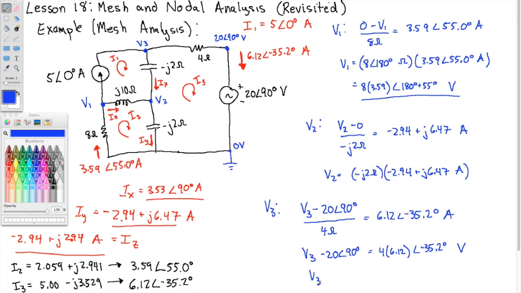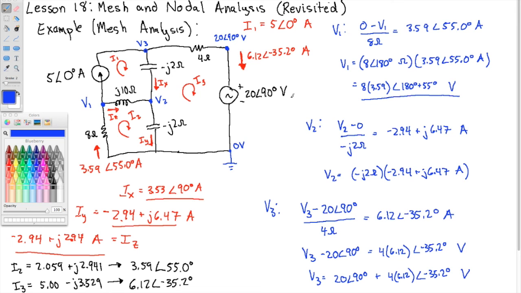Now if I want V3, I need to add 20 angle 90 degrees over to the other side. So this is 20 angle 90 degrees plus 4 times 6.12 angle negative 35.2 degrees volts. When you do this addition, you're going to need to convert to rectangular form. So convert 20 angle 90, that's J20 in rectangular form. Convert this complex number into rectangular form and add the real parts, add the imaginary parts, and so on. That gives you V3. Whew, that was a lot.